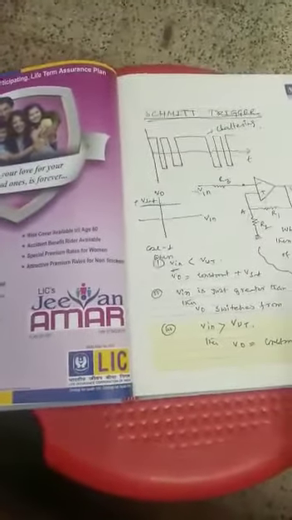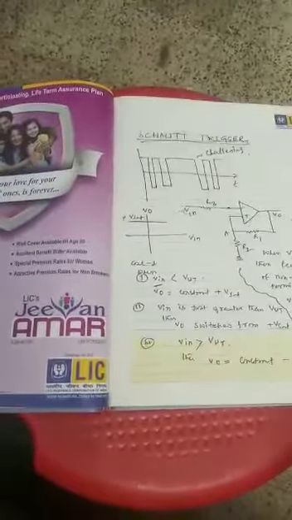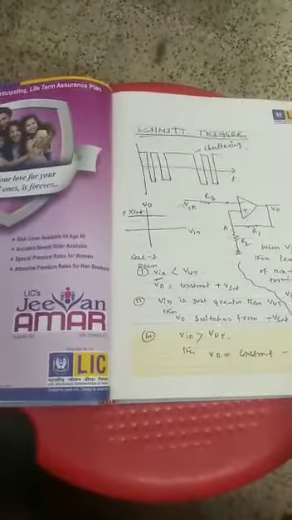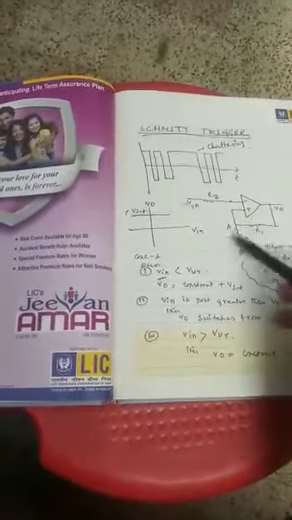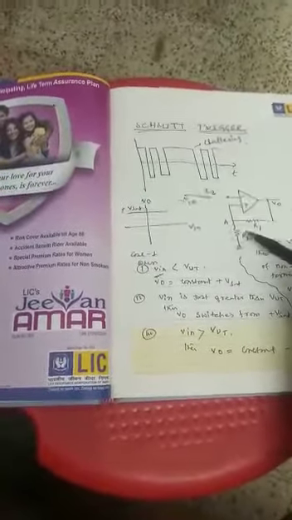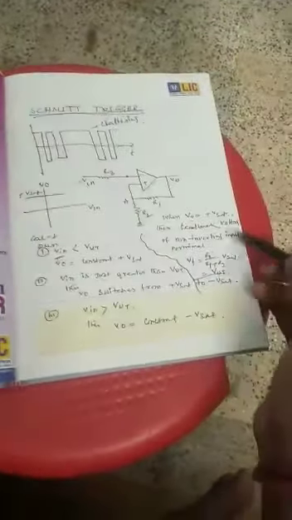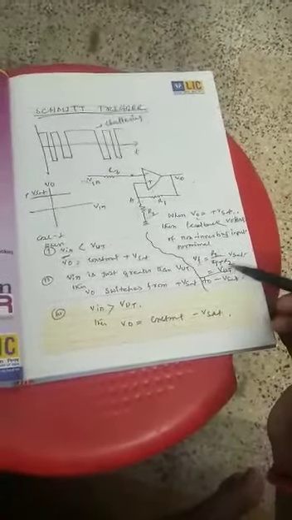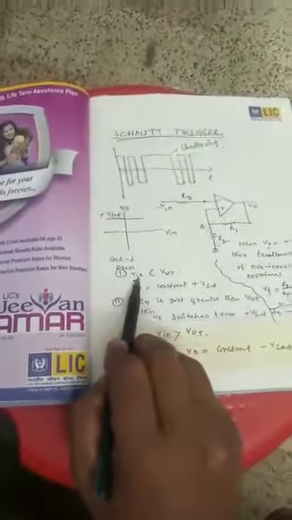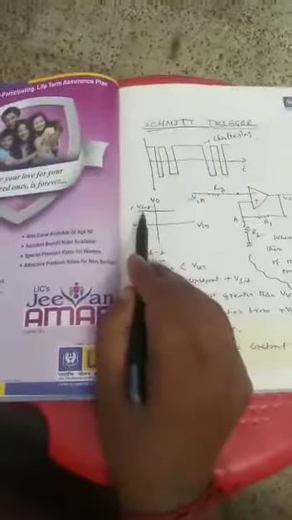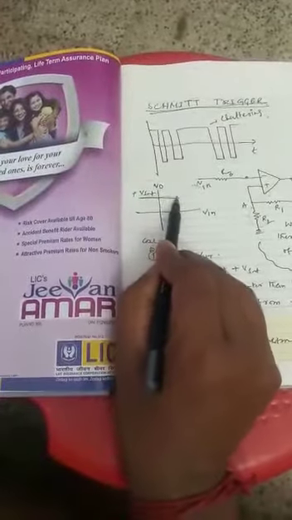Again, when the output voltage V0 is equal to plus Vsat, then the feedback voltage Vf at the non-inverting input terminal is equal to R2 by R1 plus R2 into plus Vsat, by the voltage divider rule across R2. This one is V of UT, that means the upper threshold voltage. Case one: when the input voltage is less than the upper threshold voltage, the output voltage V0 will be constant at plus Vsat.